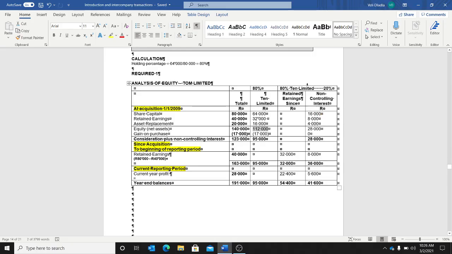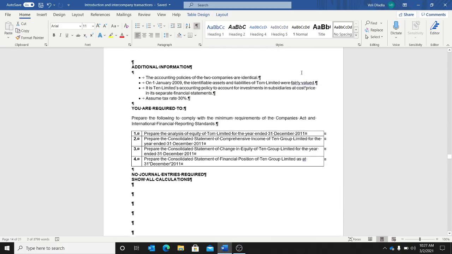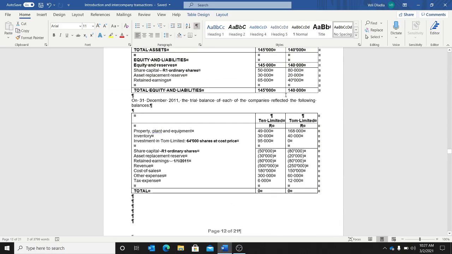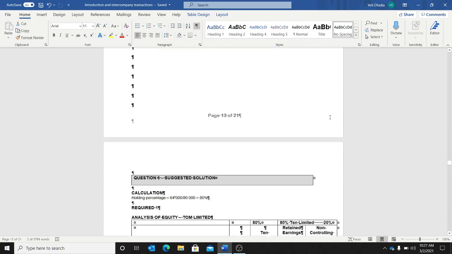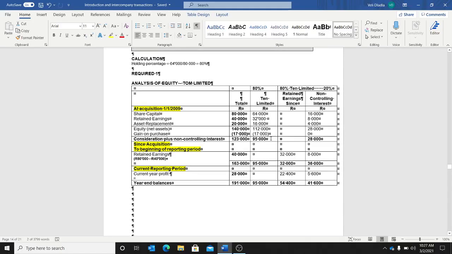Then you must go and check how much did you pay for this. We paid, I can even pick it from here, it's 95,000. Right, you can even check it, it's still the same amount. Right, so we paid 95,000 for something that is worth 112. So we've got a gain on bargain purchase of 17,000.